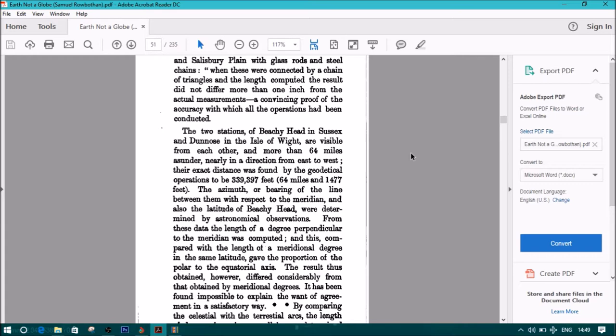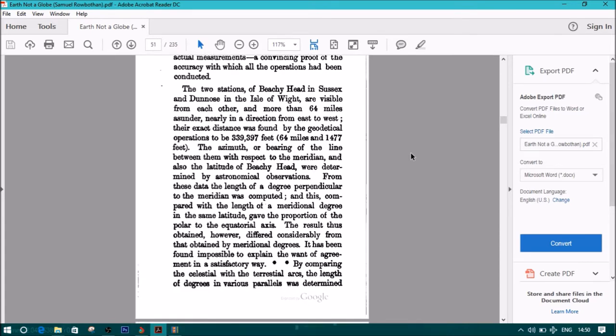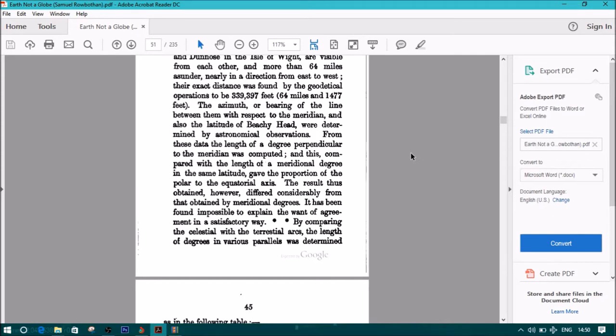The azimuth, or bearing of the line between them with respect to the meridian, and also the latitude of Beachy Head, were determined by astronomical observations. From these data, the length of a degree perpendicular to the meridian was computed, and thus compared with the length of a meridional degree in the same latitude, gave the proportion of the polar to the equatorial axis. The result thus obtained, however, differed considerably from that obtained by meridional degrees. It has been found impossible to explain the want of agreement in a satisfactory way.